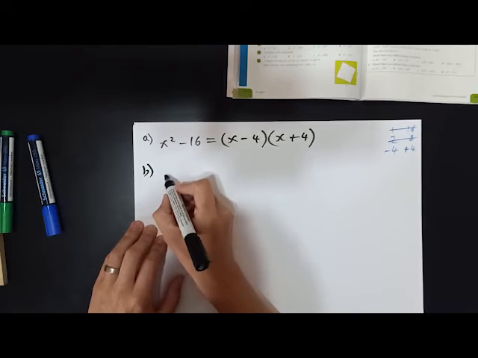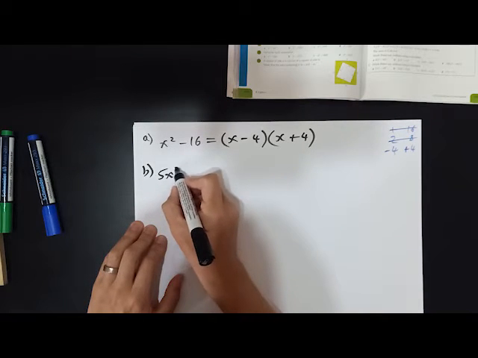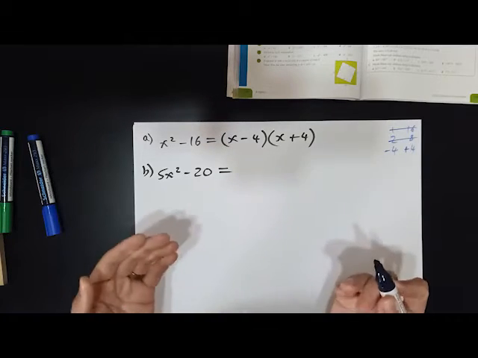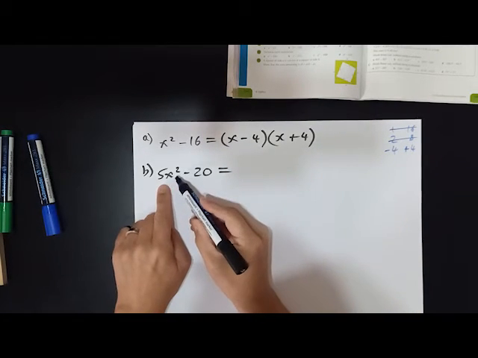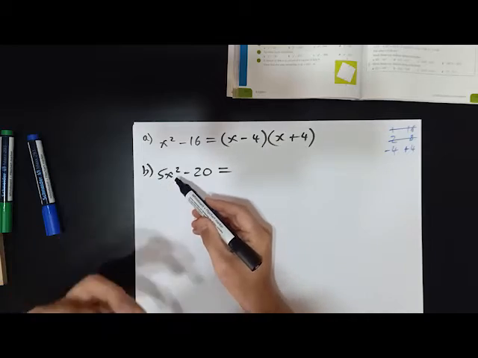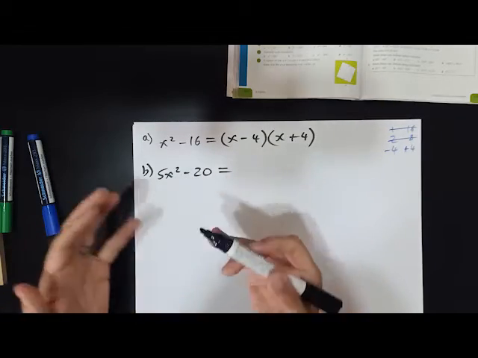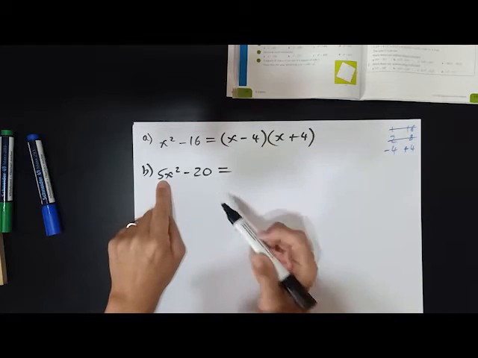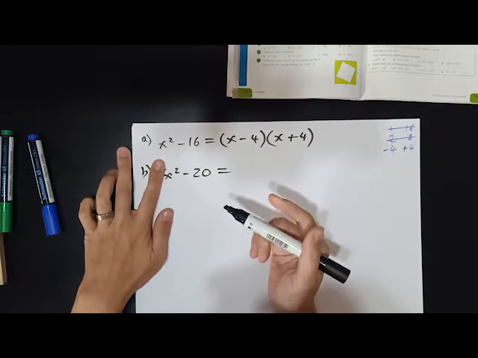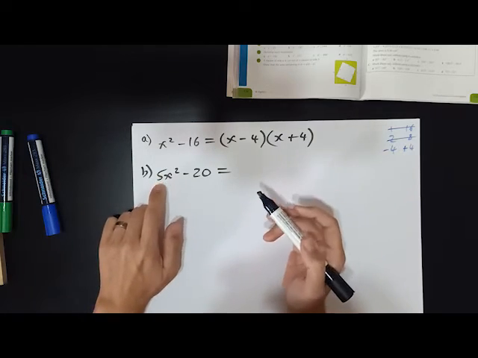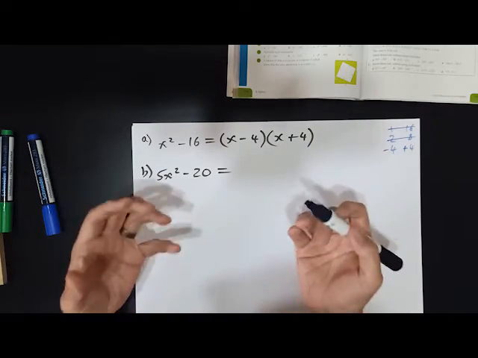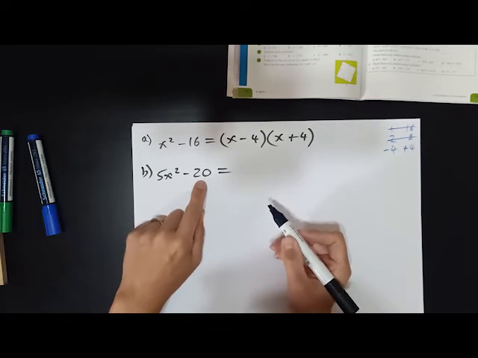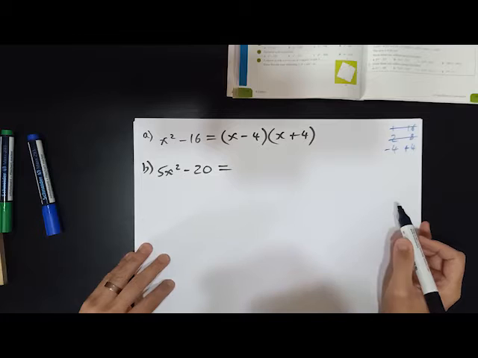Example B is a little bit more tricky. 5x squared minus 20. Straight away I'm like, well, that's not a square. Yes, there is a square root of it, but it's weird and complicated, not a nice number. It's the x on its own, the x squared, no problem. But with the 5 in front, no. And the 20, we can't easily, with whole numbers, get a square root from that. So, what do we do?